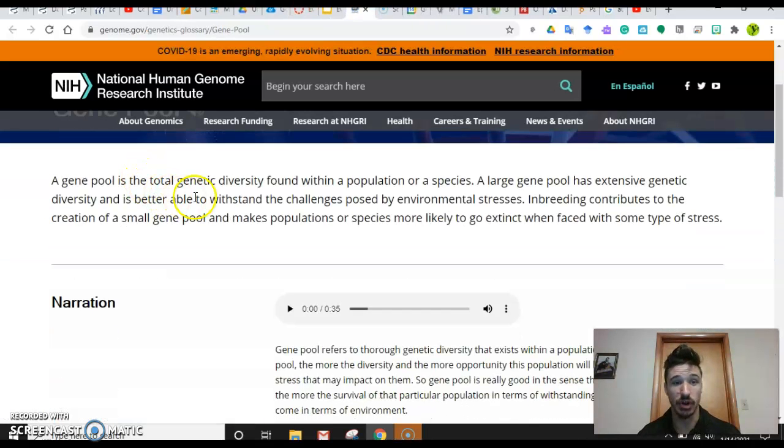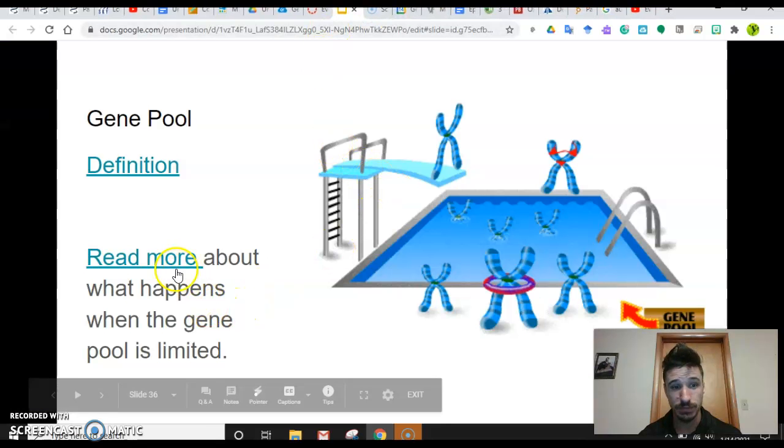A gene pool is the total genetic diversity found within a population or a species. A large gene pool has extensive genetic diversity and is better able to withstand changes posed by environmental stresses. Interbreeding contributes to the creation of a small gene pool and makes populations or species more likely to go extinct when faced with some type of stress. That's what interbreeding does. So that is the definition of a gene pool. And I'd like you to read more about what happens when the gene pool is limited.